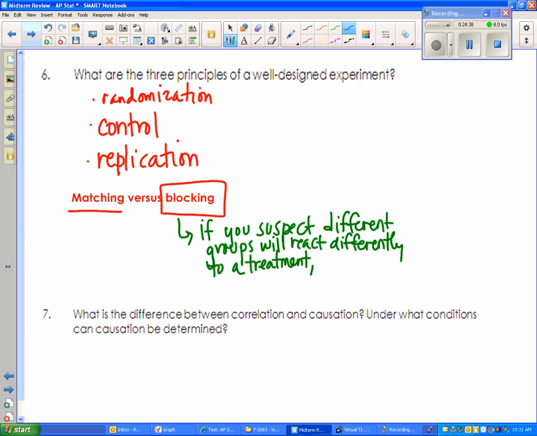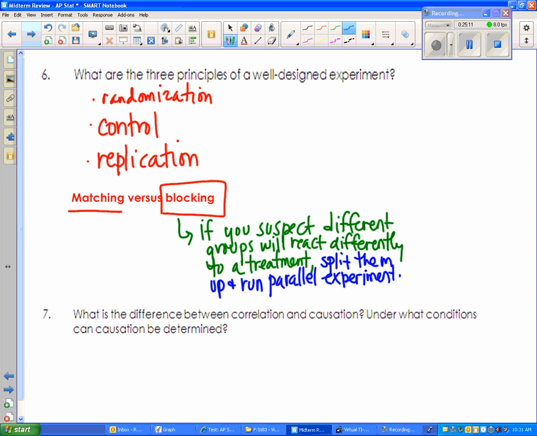And split them up and run parallel experiments. So for example, with the weight loss example that I was already talking about, if I suspect that men and women are going to have a different reaction, or for example, men often lose weight faster than women, so if I group the men and women together, that difference may be hidden in my results.